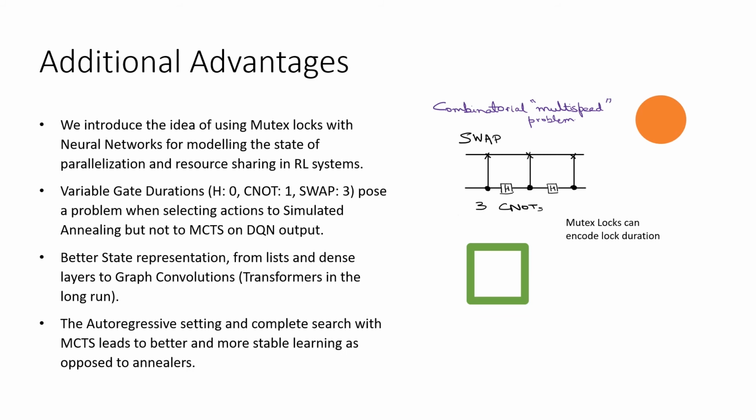We also use a better representation method, providing more information about the state to a graph neural network, which exploits the fact that several of these parallelization decisions are local to a subpart of the graph. We hope to extend this in the future by using transformers for improving our long-term planning, but that's a little too expensive to train right now. Finally, the autoregressive setting provided by Monte Carlo Tree Search leads to much stabler training and more guaranteeable results.